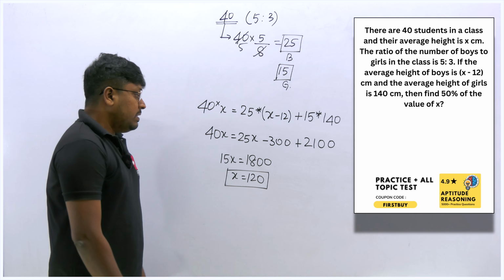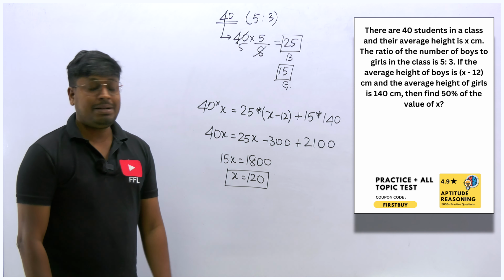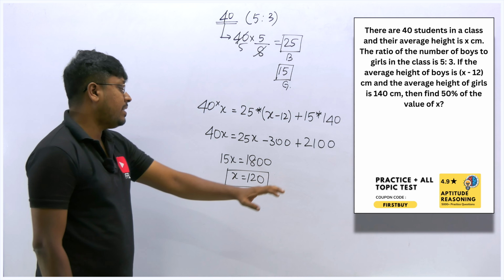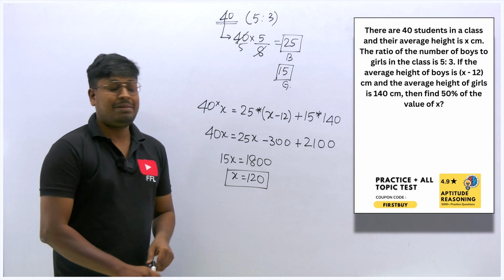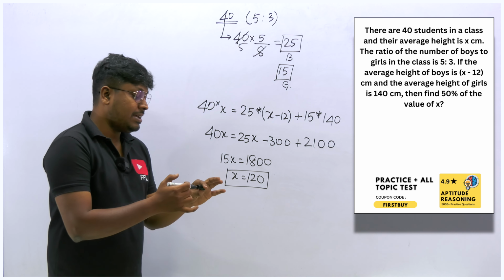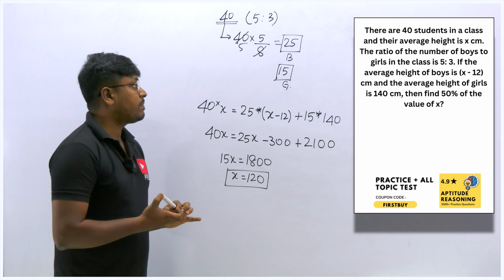So the resultant value is x equal to 120, but this is not the final answer, because our target is to find 50% of this number. So 50% of this number is 60. So the answer for this question is 60 centimeter, right?